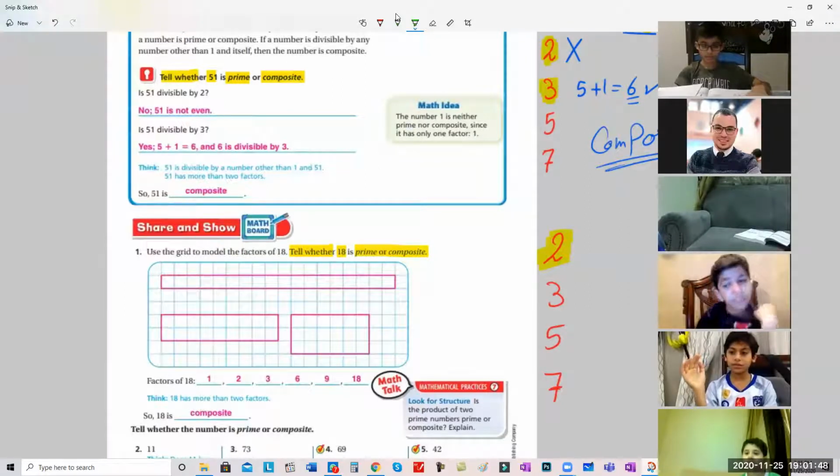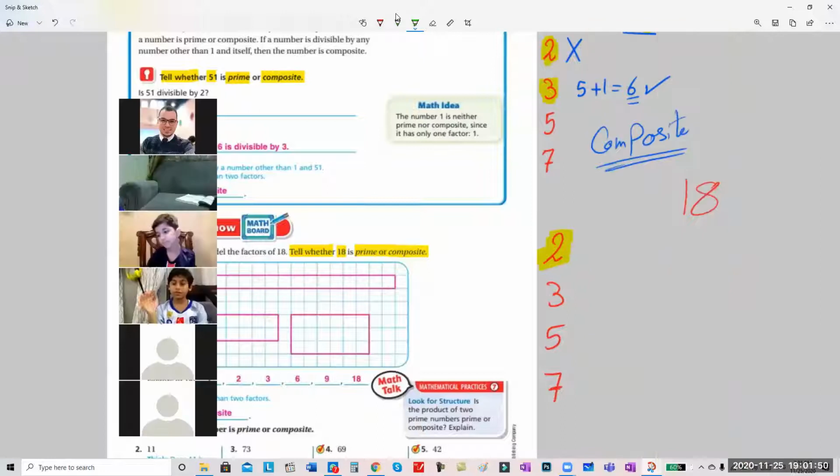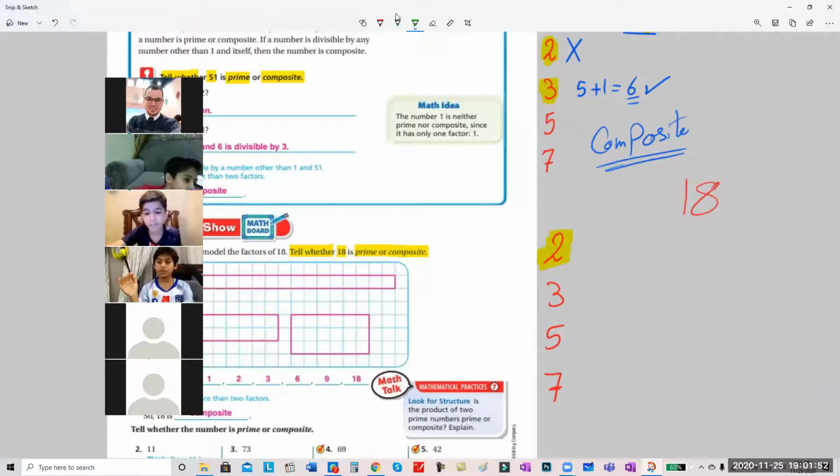Yes, we can. Why? Because 9 multiplied by 2 equals 18. Great, that's the reason. But if you have a number greater than 18, how can you know that this number is divisible by 2? It's our rules; we just wrote it on the previous page.